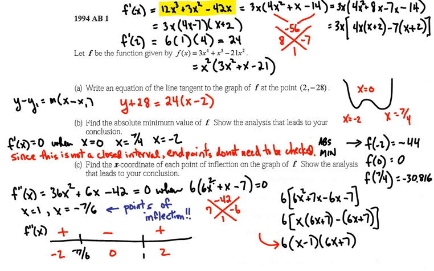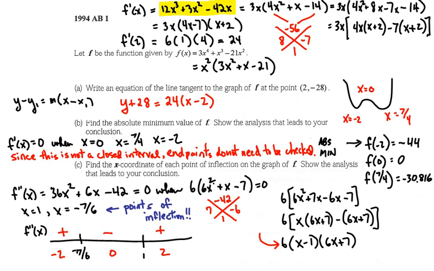Right, so we have found the x coordinates of each point of inflection, and we showed the analysis that led to our conclusion. What was the basic analysis? We found the second derivative. We set it equal to 0. We found the x coordinates that make the second derivative equal to 0, and we tested values on either side of those potential points of inflection, and we found that the sign of the second derivative did in fact change at each of those points, and so they are the points of inflection.